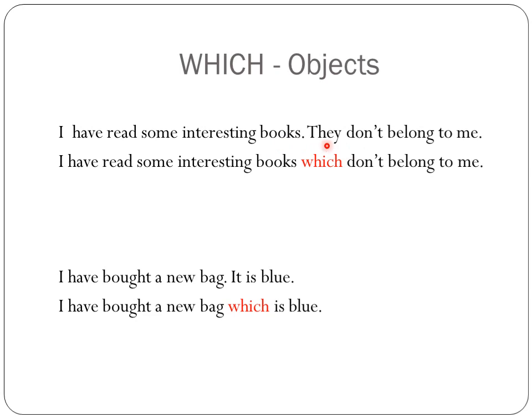Because they refers to books. So let's eliminate they and substitute it by the pronoun which. Why? Because books is a word that refers to objects. So: I have read some interesting books which don't belong to me. The other example: I have bought a new bag. It is blue. Let's link those two sentences. It refers to bag, so let's eliminate it and substitute it using which. I have bought a new bag, which is blue.